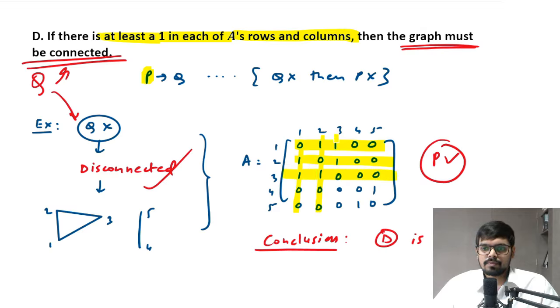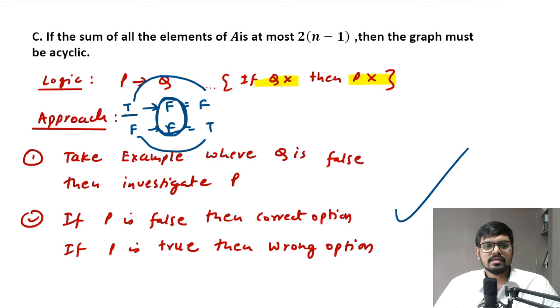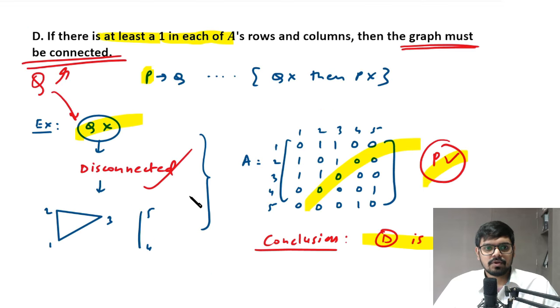Row 3, column 3, at least one entry is 1. Row 4, column 4, yes, here also, here also. So every row and column is having at least one entry as 1, and therefore this P is true. So what happens? Q false, P true, result is false. Understood? Very simple approach. This is the approach which you have to keep in mind. And C and D, therefore it is incorrect.